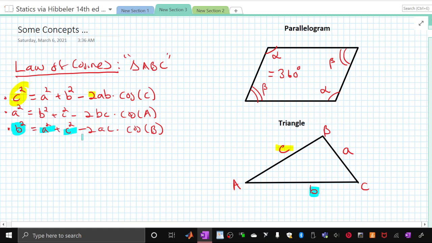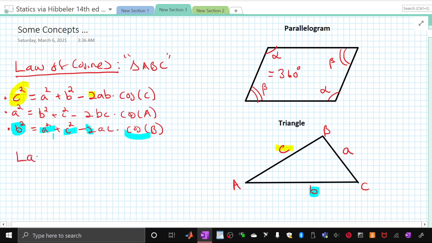And then you add a little bit, minus 2, this part of the formula, times a times c, the product of the remaining two sides, times the cosine of b, the angle that is formed between the remaining two sides, or the angle of the side that you're trying to find. Okay, so that is the law of cosines, basically.